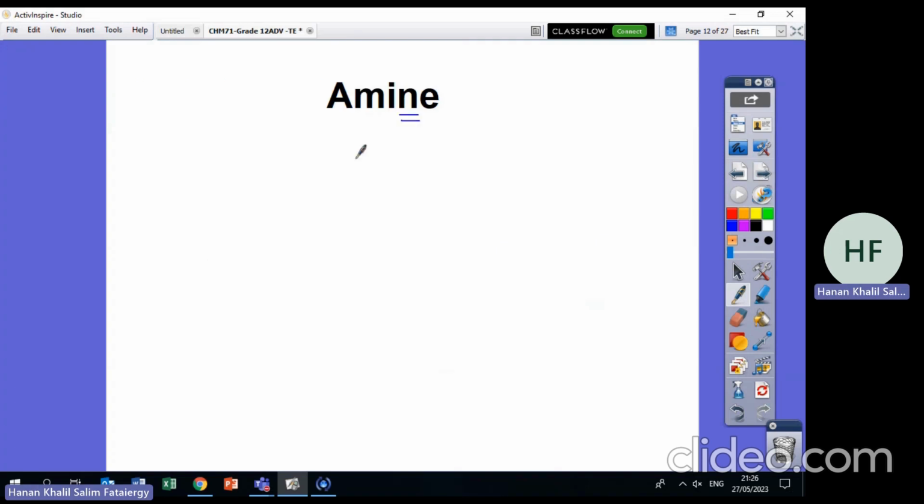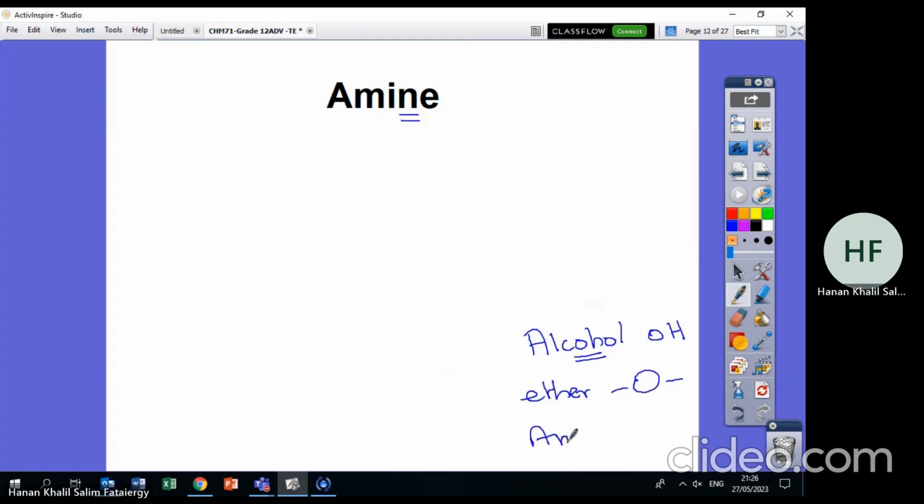Okay, now amines have nitrogen. Now let's revise. Alcohols, what do they have? Alcohols have OH group. Ethers have oxygen. Now amine, what do amines have? They have nitrogen. Remember, they contain nitrogen.